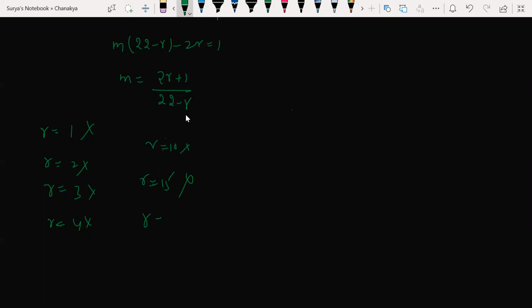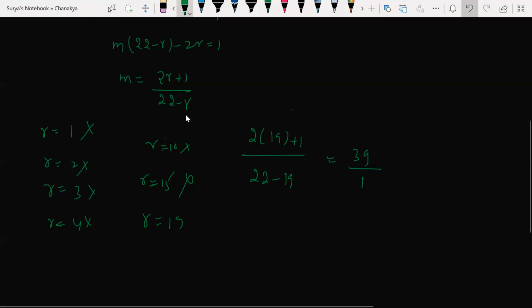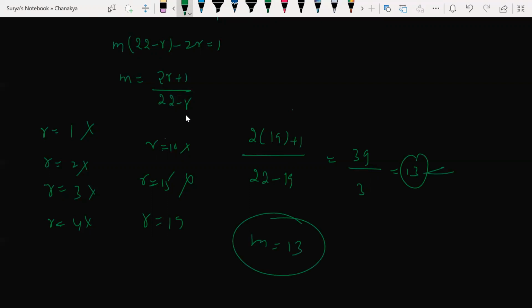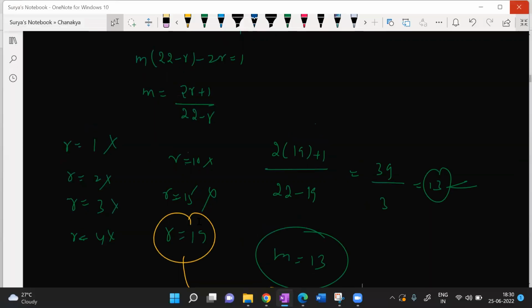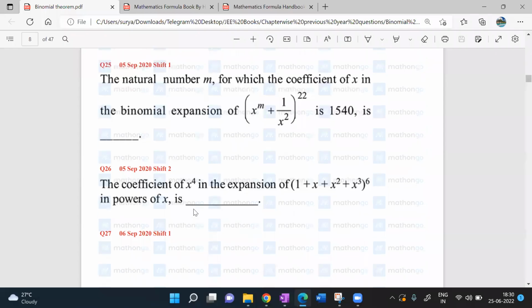If I substitute R value 19, 2 into 19 plus 1 by 22 minus 19, so 39 by 3, which is 13. Look at this. At R value 19, I'm getting M value as a natural number. So M value is 13 at R value 19. Hope you understood now. This is how we will solve this. Okay. Next, 26th question.